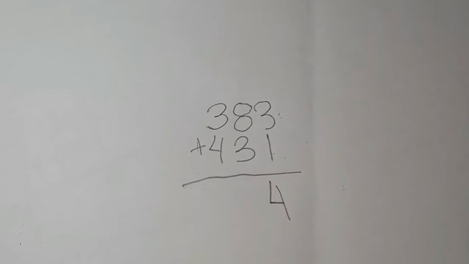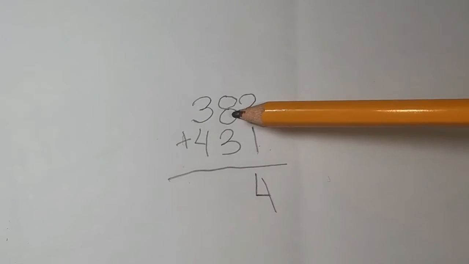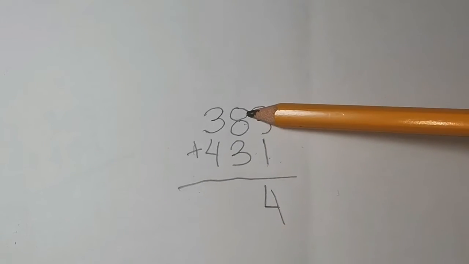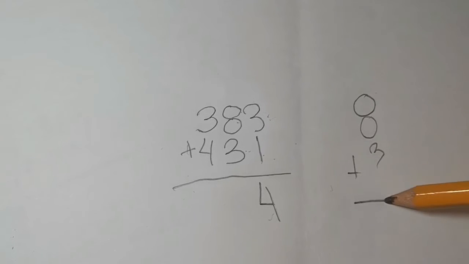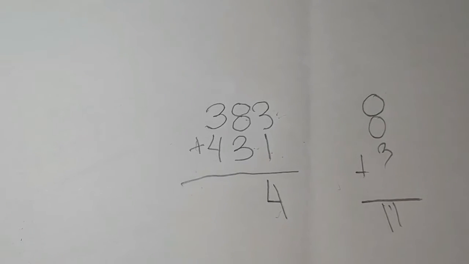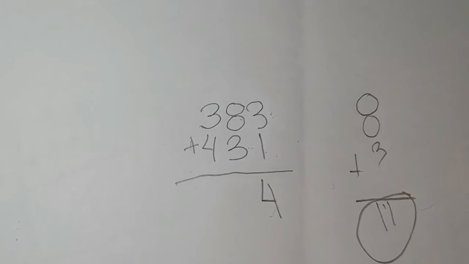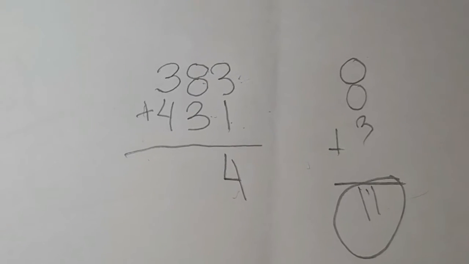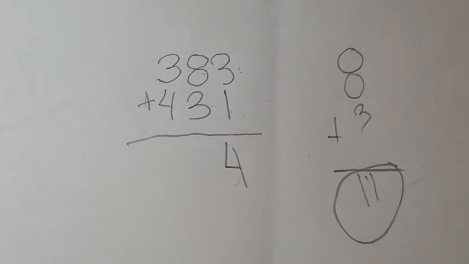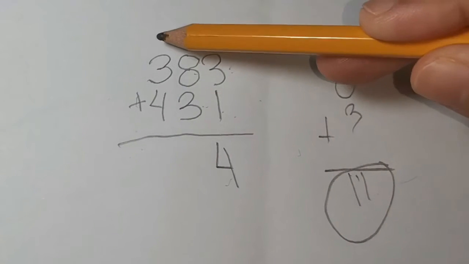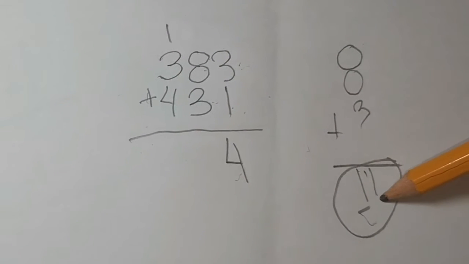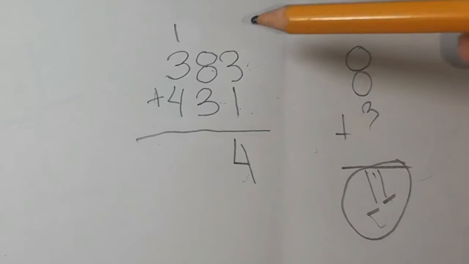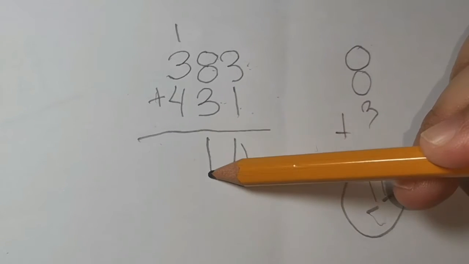Next is the tens digit. So, the tens digits are 8 and 3. So, 8 plus 3 equals 11. However, we cannot put two digits in the tens place. So we can regroup one at the hundreds place and the other one at the tens place below.